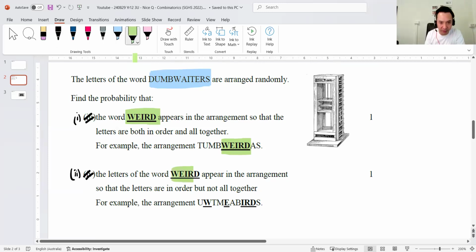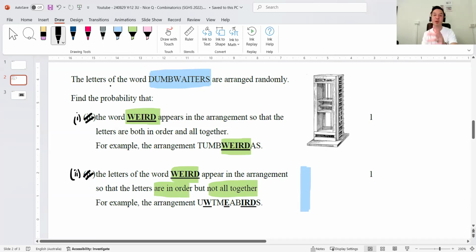The letters of the word weird appear in arrangements where the letters are in order, but not all together. Not all together, so they're separated. Maybe I'll do them fully. Yeah, I'll show you how to do them. Now, this one here is a good candidate for the divider method, and I'll explain when I get there, but let's do part 1 as well.